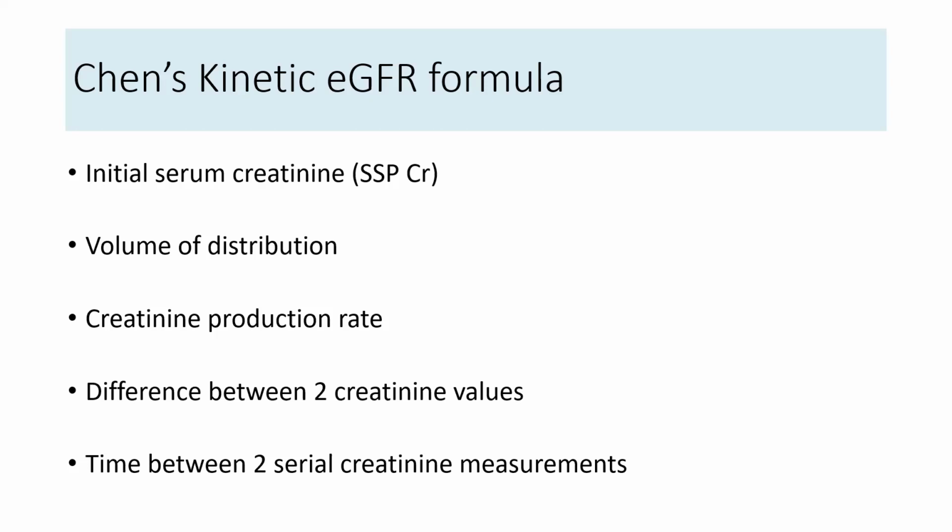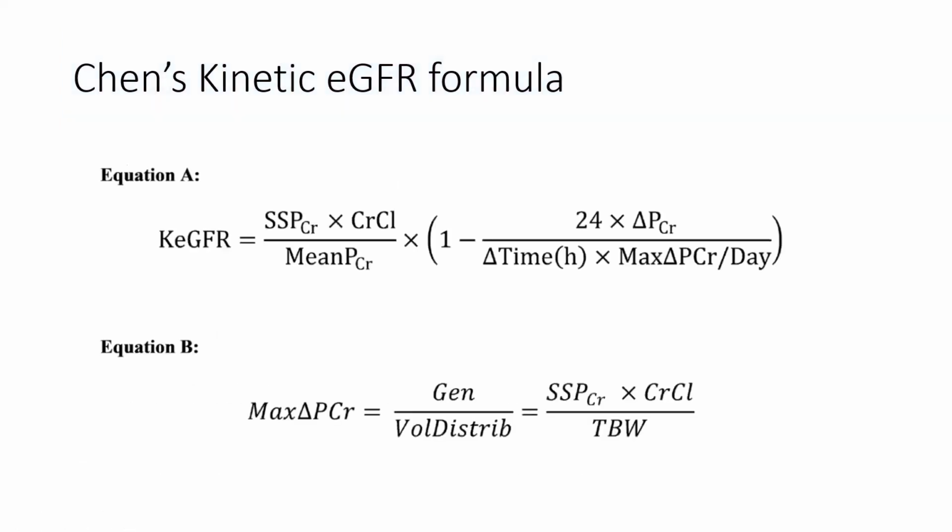Similarly, this kinetic eGFR formula has been devised, which takes into account the initial serum creatinine, the volume of distribution, as we know that it gets altered in cases of AKI, the creatinine production rate, the difference between two creatinine values, and the time between two serial creatinine measurements. So this is the formula which has been devised.